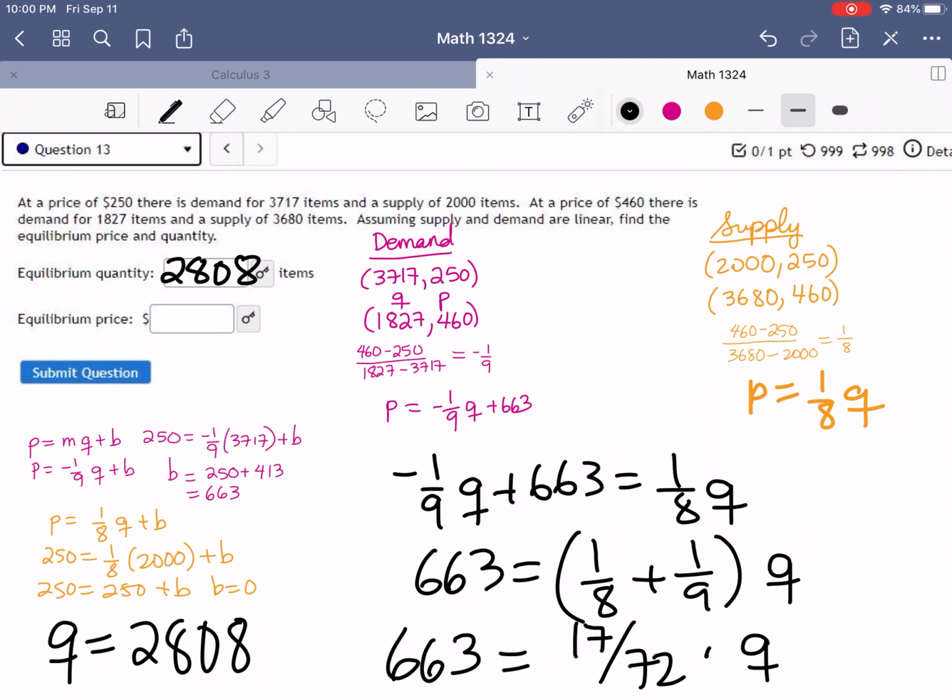And so to get our equilibrium price, we take this value, pop it in there for q, divided by 8, and we have 351. And there you have it. That would be how we find our equilibrium for the demand and supply equations as they are written here.